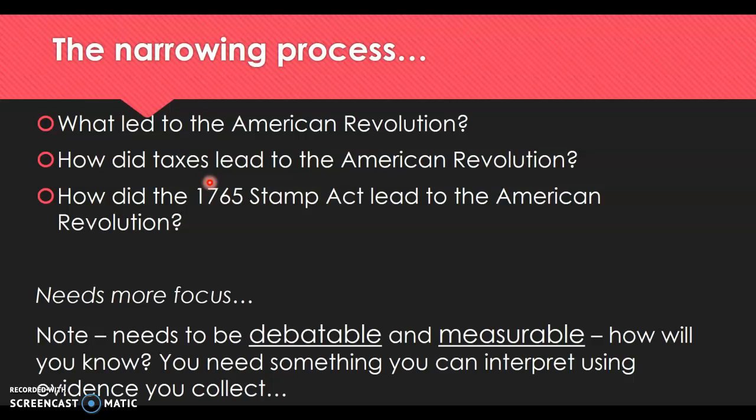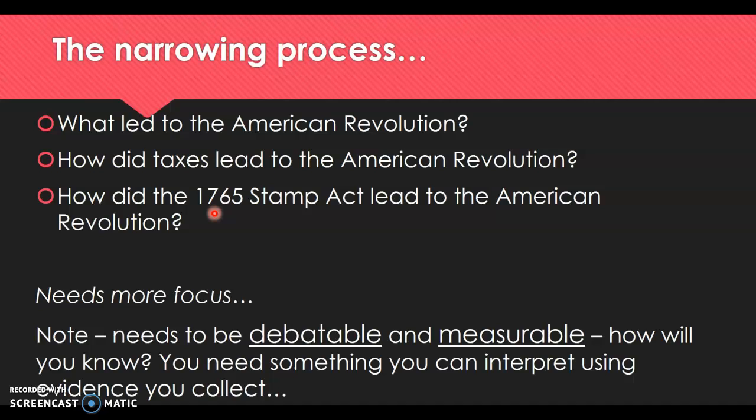So a question that I'm evolving here might be, how did the 1765 Stamp Act lead to the American Revolution? In this case, I'm really looking at the causal effects of one particular tax. It happens to be on the earlier side in terms of Britain putting specific taxes in place. The Stamp Act is a tax largely on paper, so things like playing cards have a tax on them, and of course the colonists react to this. This question here, how did the 1765 Stamp Act lead to the American Revolution, is more narrow.